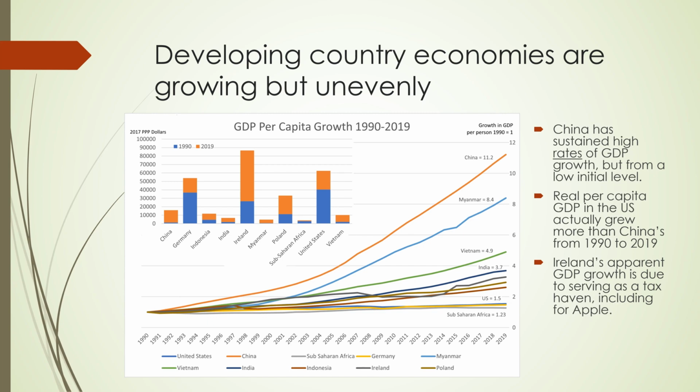This chart shows on the right that developing countries have increased their output per person enormously since 1990. China now has almost 12 times the real output per person it did in 1990. But the chart on the left shows you that China's GDP per person has gone up by this brown amount here in terms of dollars. So even though the percent growth rate is very high, they started from a very low base.